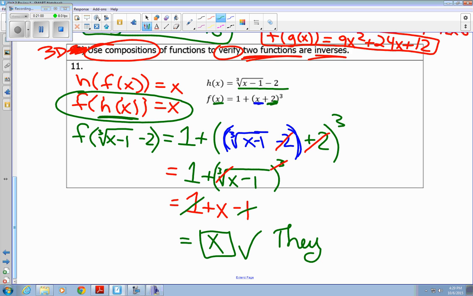If you're not left with x, they're not inverses, but here, you're proving that they are. You're verifying they are, so they will be inverses. So you have to end up with x.